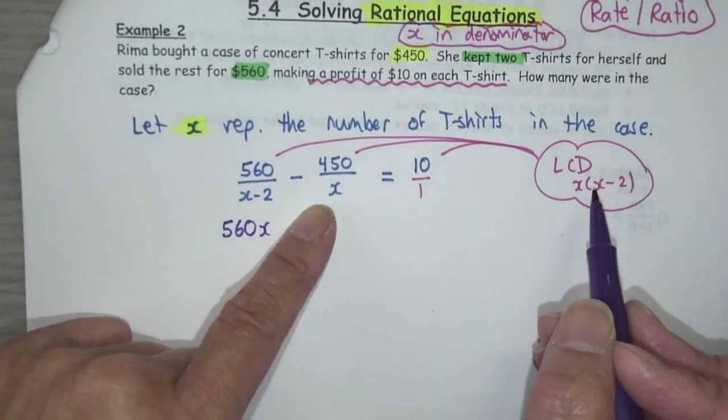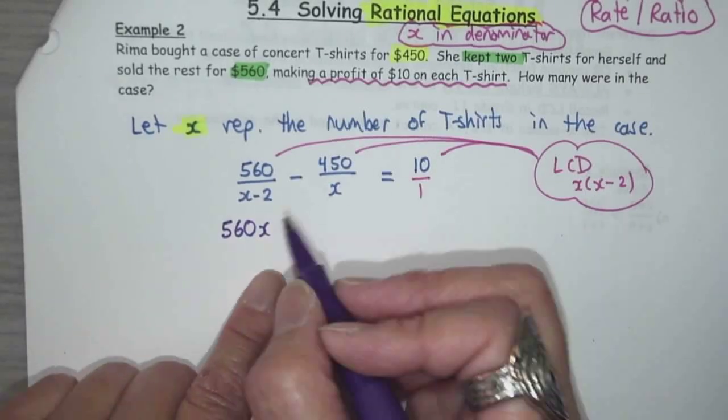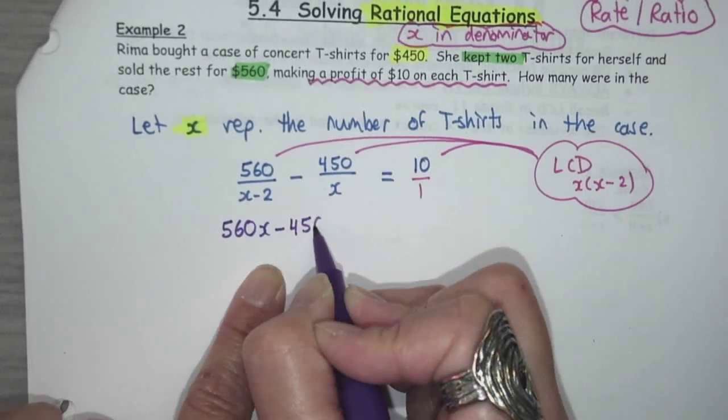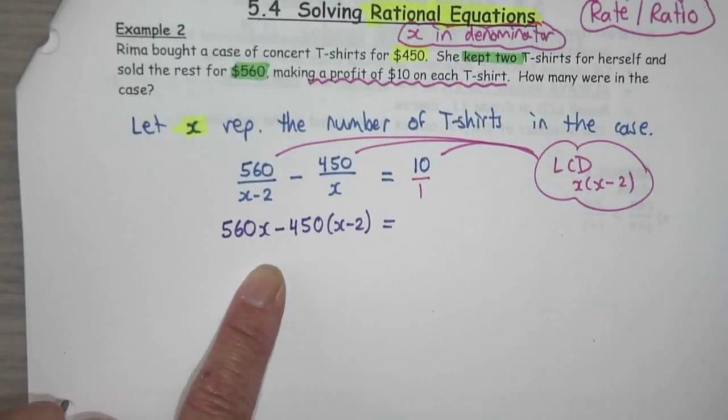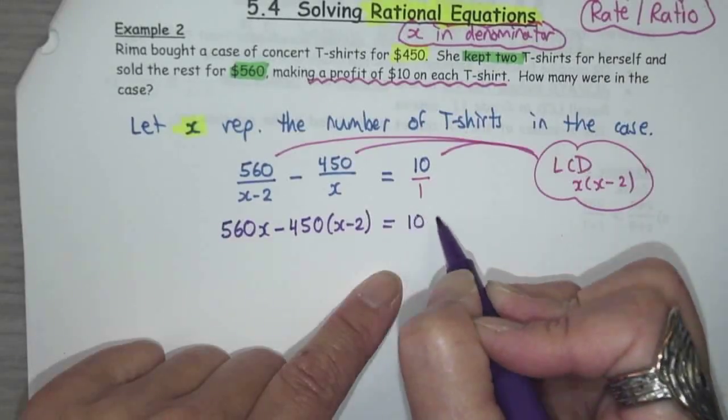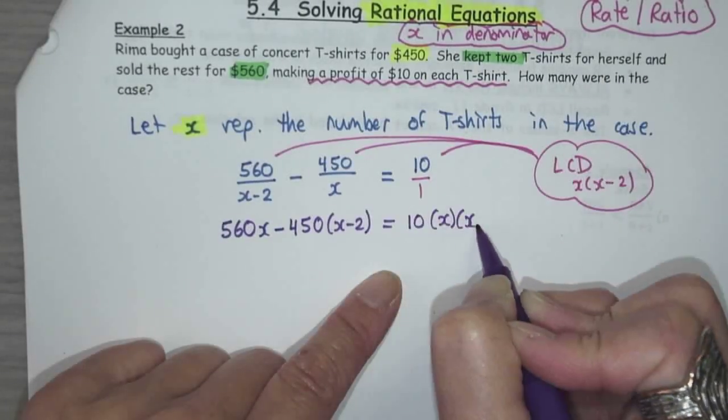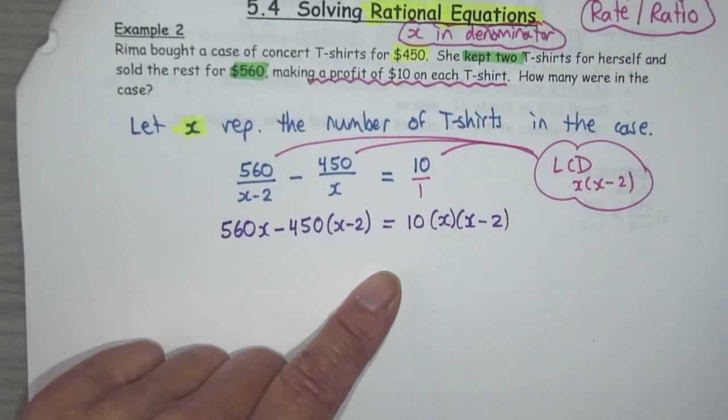This one, if I multiply by x minus 2, the x's cancel out, so I get this. 450 times x minus 2. Okay? And the last one, you get x minus 2. I didn't need the bracket, sorry. Okay, so this one gets both.